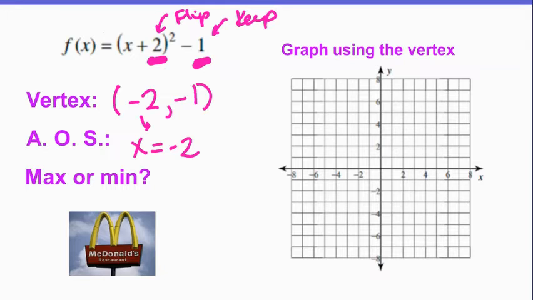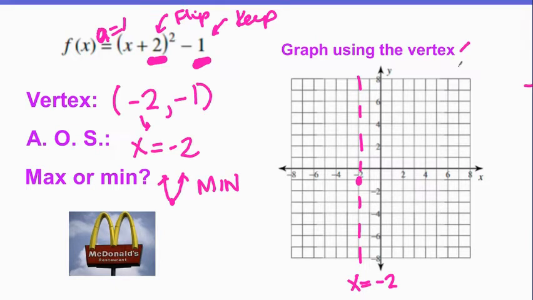Is there a max or a min? When looking at this, A in this case is 1. There's no leading coefficient, so A is 1. So this one is a smile, and smiles have a minimum. Okay, so graph using the vertex. Well, what do I know? I know the vertex is -2, -1, so I can put that on here. Another important piece of information I can put on here is the axis of symmetry at x equals -2. And I know that it's a mirror, right? It's on either side.